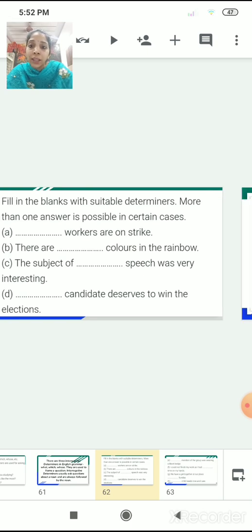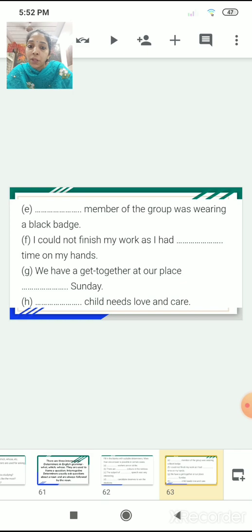Dash candidate deserves to win the election. Each candidate deserves to win the election. Or you can also write every candidate deserves to win the election. Dash member of the group was wearing a black badge. Each member of the group was wearing a black badge. I could not finish my work as I had little time on my hands. We have a get together at our place dash Sunday. This Sunday. Dash child needs love and care. Every child needs love and care.